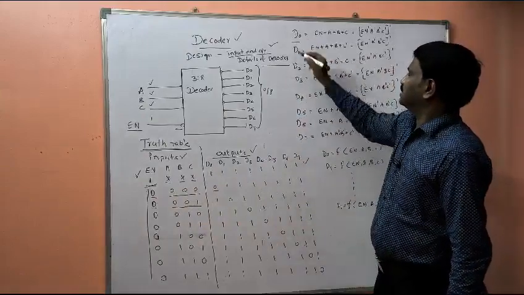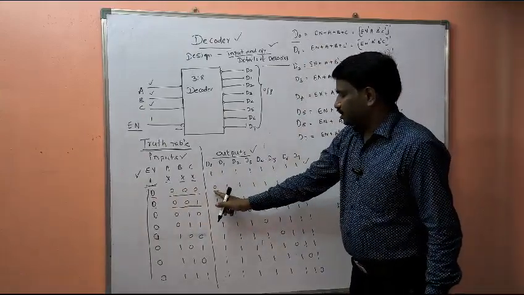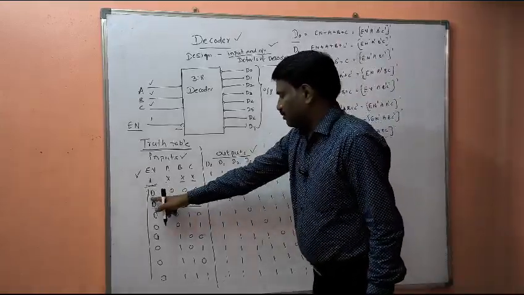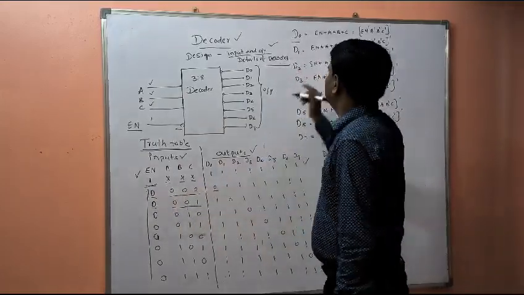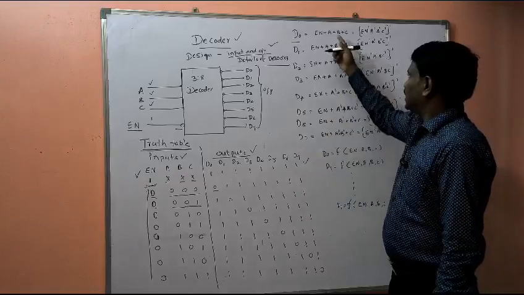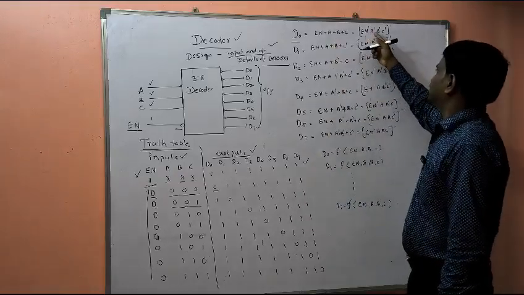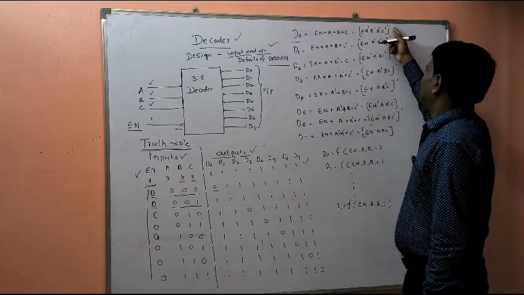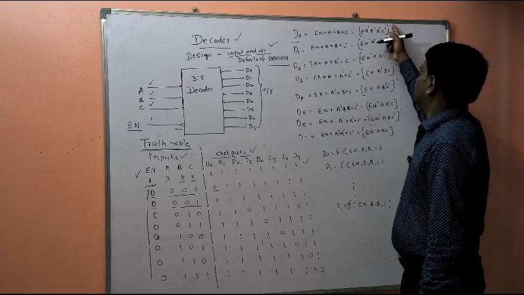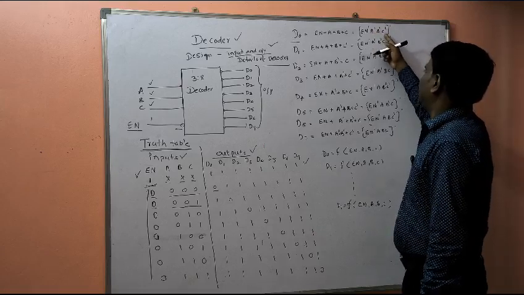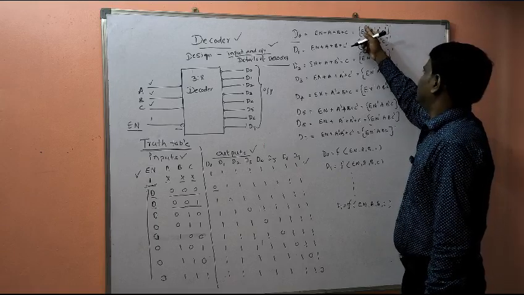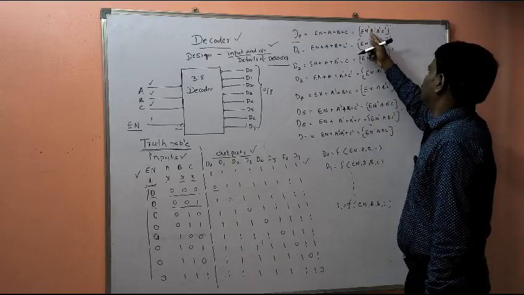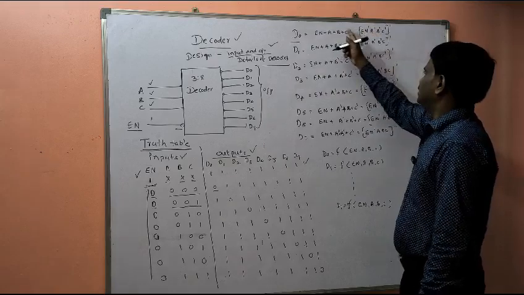So D0 is nothing but, because I am writing with respect to 0, we will get a max term. Enable plus A plus B plus C will give you 0. This can also be written as enable bar plus A bar plus B bar plus C bar, whole bar, if we expand it using De Morgan's law. When I remove the complement, AND becomes OR. If there is a complement, remove the complement; if there is no complement, put a complement. When I remove this, we get enable plus A plus B plus C. So this is nothing but this.